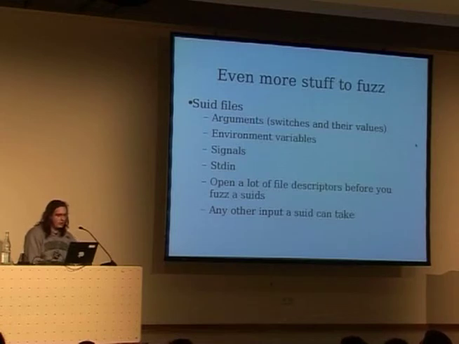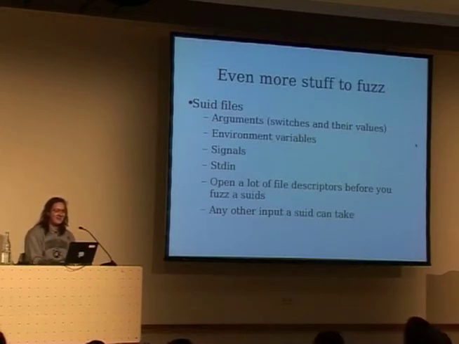There you can fuzz arguments, obviously, environment variables, signals, standard input, and for example, also open a lot of file descriptors, and then open 50,000 files, and then don't close them and call a SUID file. For example, if you do that in Solaris, you open 50,000 files, and you run ping, you get a seg fault. And if there are any OpenBSD developers in the room, they'll probably go like, yeah, we know those kind of bugs. I hear some people laughing, so some people know what kind of bugs I'm talking about.